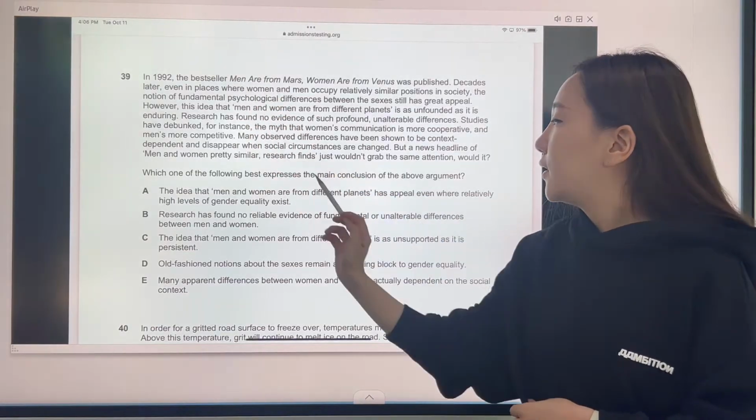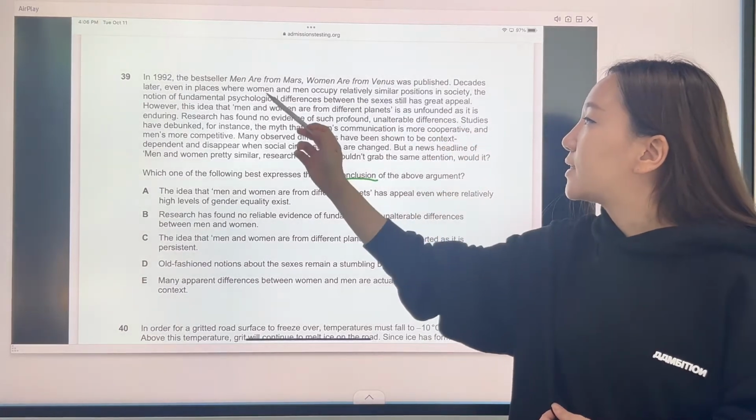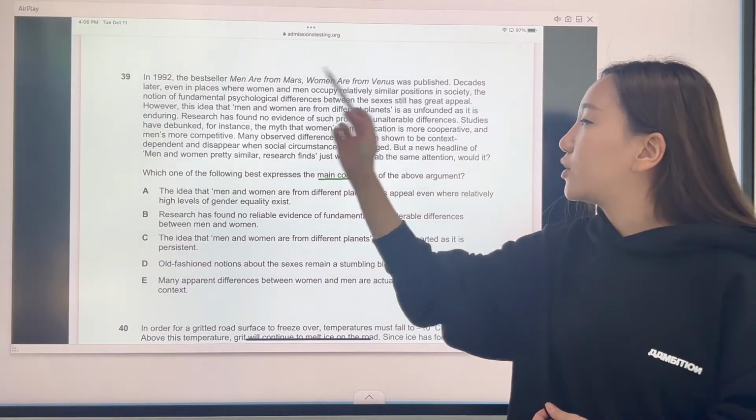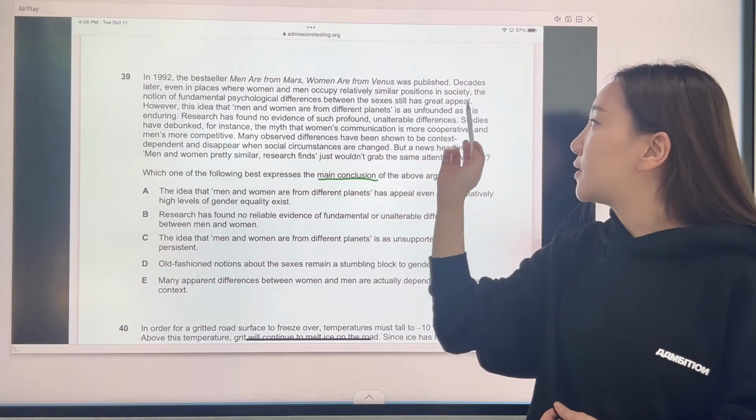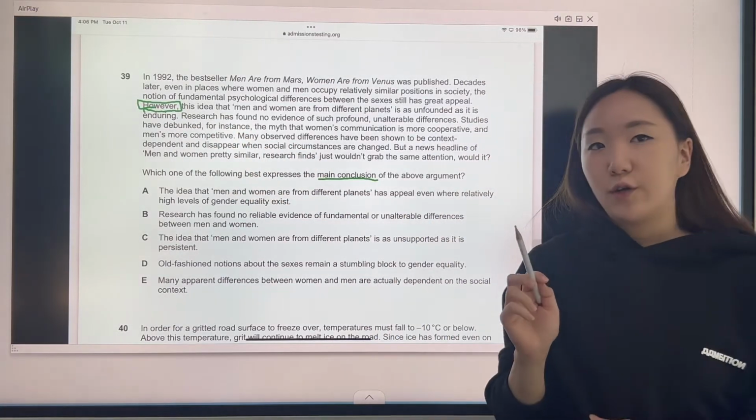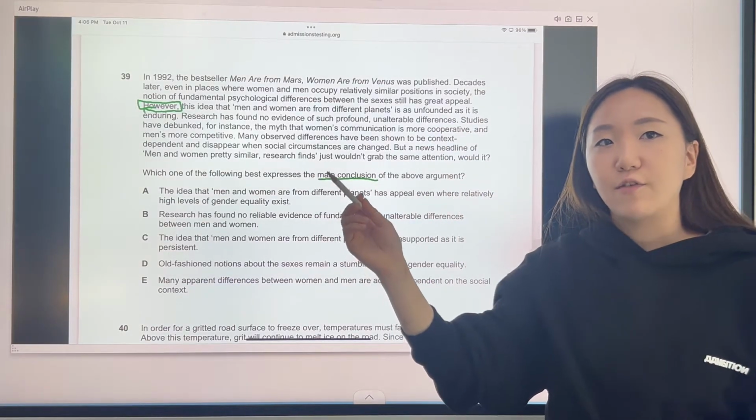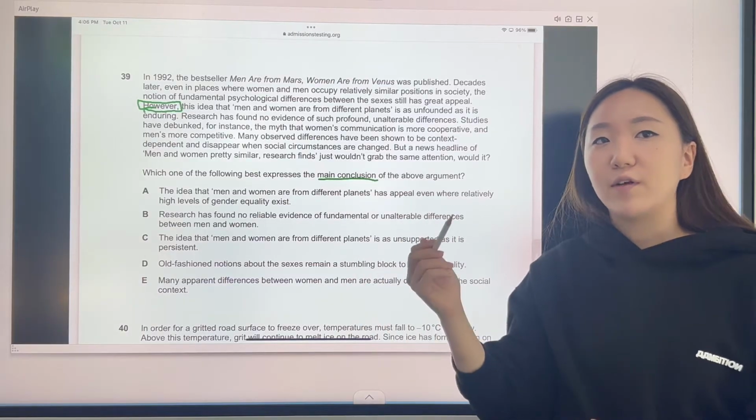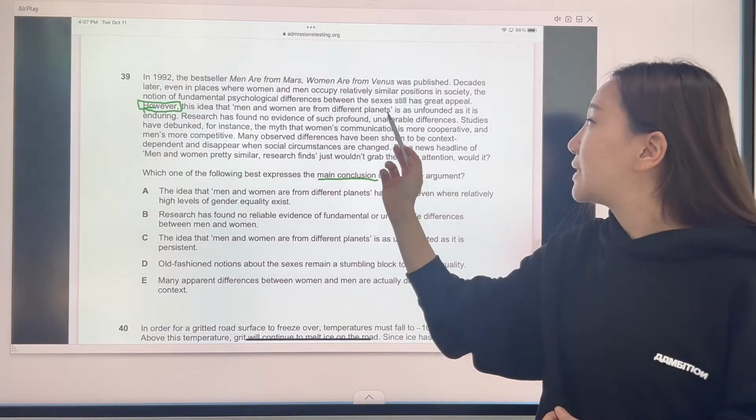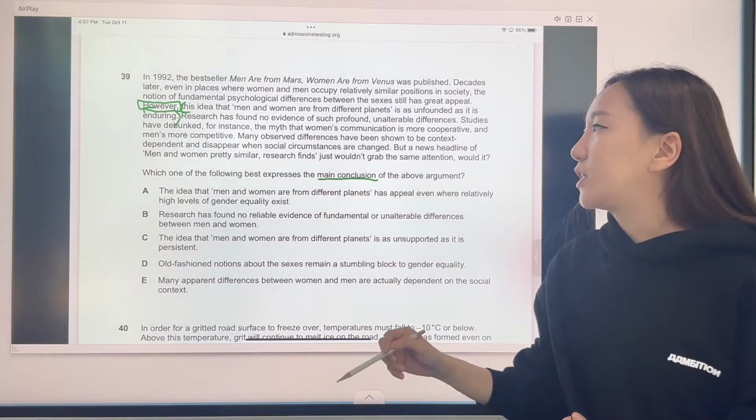In 1992, the bestseller Men Are From Mars, Women Are From Venus was published. Decades later, even in places where women and men occupy relatively similar positions in society, the notion of fundamental psychological differences between the sexes still has great appeal. However, again, if you see this word, generally the conclusion will follow. If it's following a topic and then something that people are said to believe, and then it says however, usually you're going to find a conclusion. This idea that men and women are from different planets is as unfounded as it is enduring. That is the main conclusion. And then the rest of it will be explaining why.